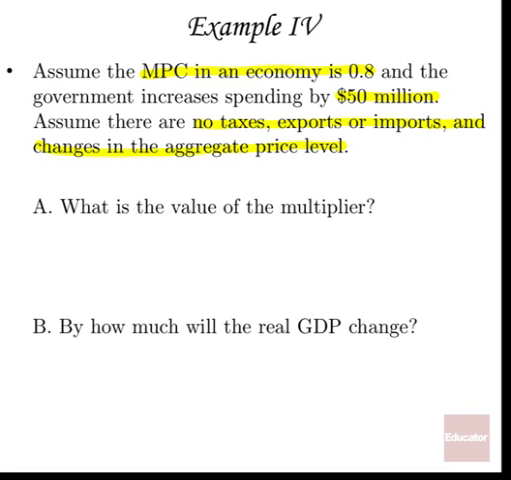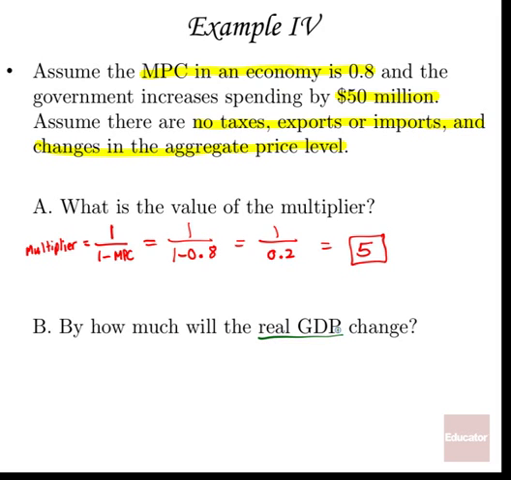For the first question, what's the value of the multiplier? Well, remember, the spending multiplier is going to be 1 over 1 minus MPC. And we know the MPC is 0.8. 1 over 1 minus 0.8 equals 1 over 0.2 equals 5. The multiplier is 5. Okay, so again, very simple math here. And let's try another simple math problem using this multiplier. By how much will the real GDP change?